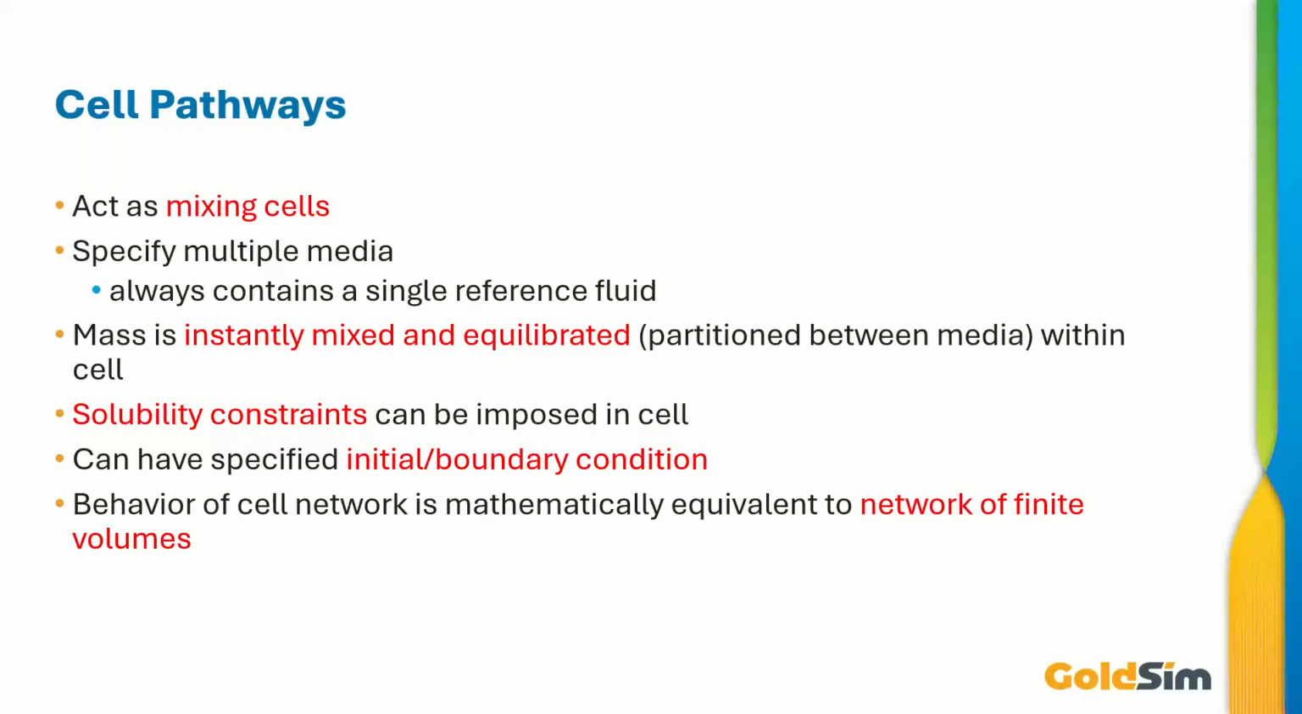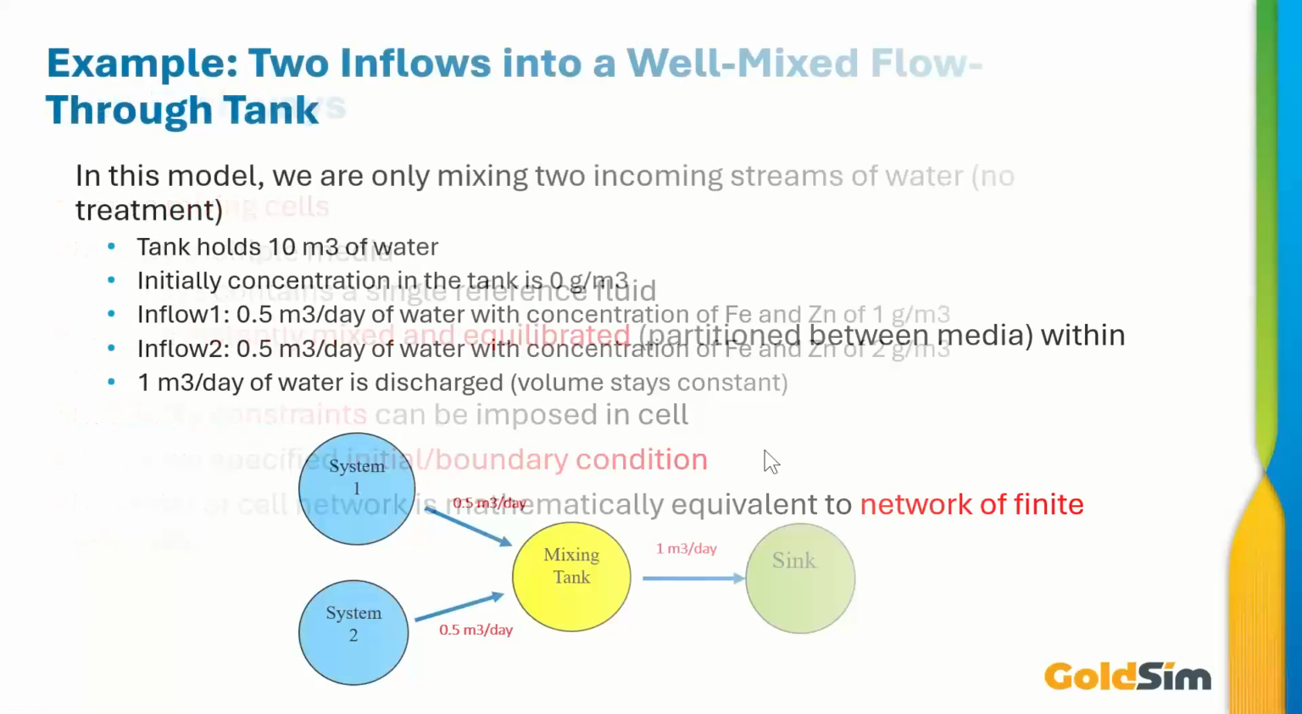We can impose solubility constraints inside of a cell, and that's going to be very important, and you're going to see that for our second treatment process. Obviously, we can have initial and boundary conditions. From a mathematical viewpoint, a cell network essentially represents a system of differential equations, and GoldSim numerically solves those equations as a network of finite volumes. And again, if you're interested in that, the course talks all about the math behind it.